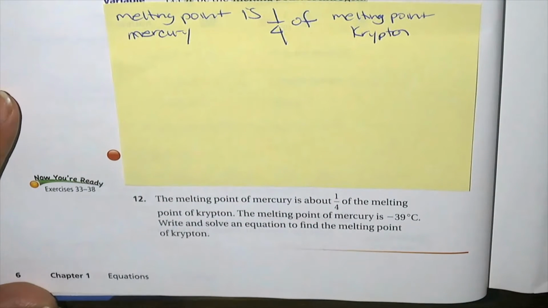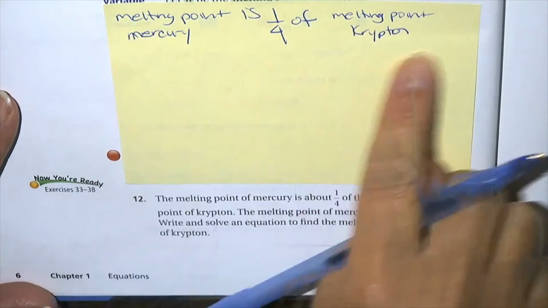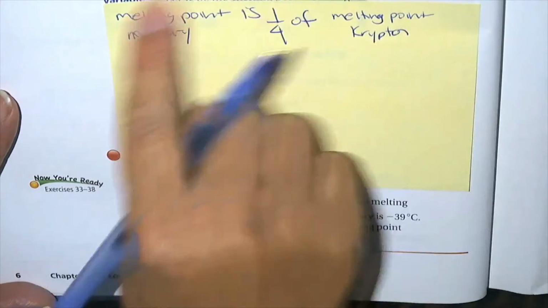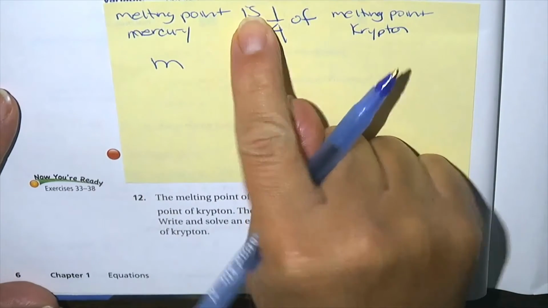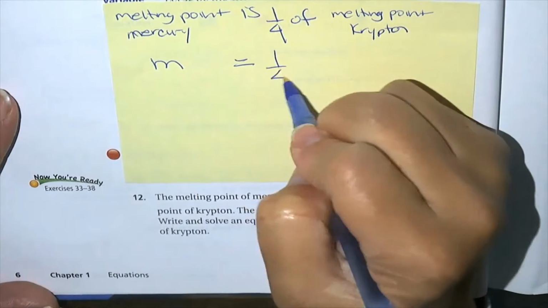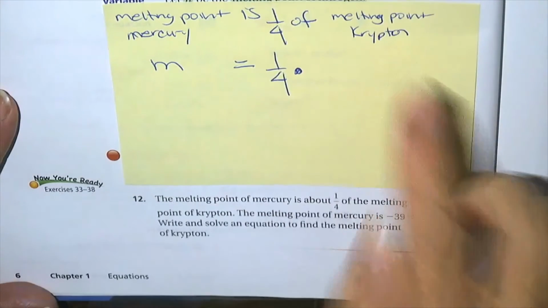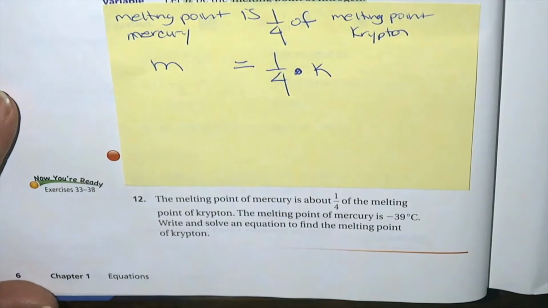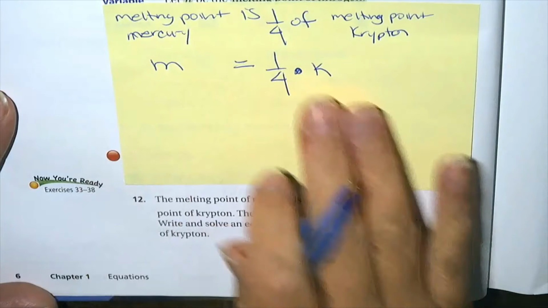The melting point of krypton. So we pulled out the information. We're looking for the melting point of krypton. So let's turn this information into an equation. The melting point of mercury means equals 1/4 of, means multiplication, the melting point of krypton. So we took our information, we turned it into an equation.